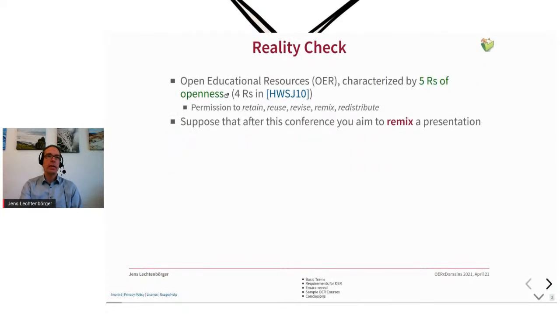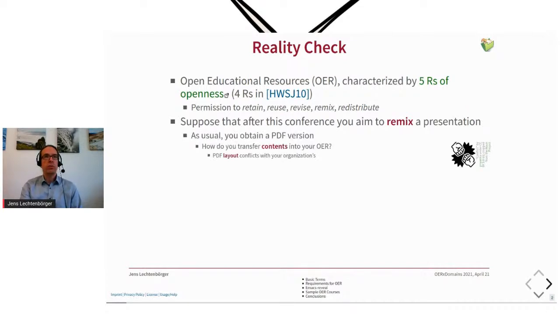So I'd like to take you to a quick reality check. Let's briefly check how we might be using OER, for which we expect the 5 R's of openness, which go back to a research paper by Hilton and others in 2010. Based on that idea of openness, nowadays we expect the freedoms to retain, to reuse, to revise, to remix, and to redistribute materials. Now, suppose that after this conference, you aim to remix a presentation. And maybe as usual, you obtain a PDF version. So how do you transfer contents into your OER?